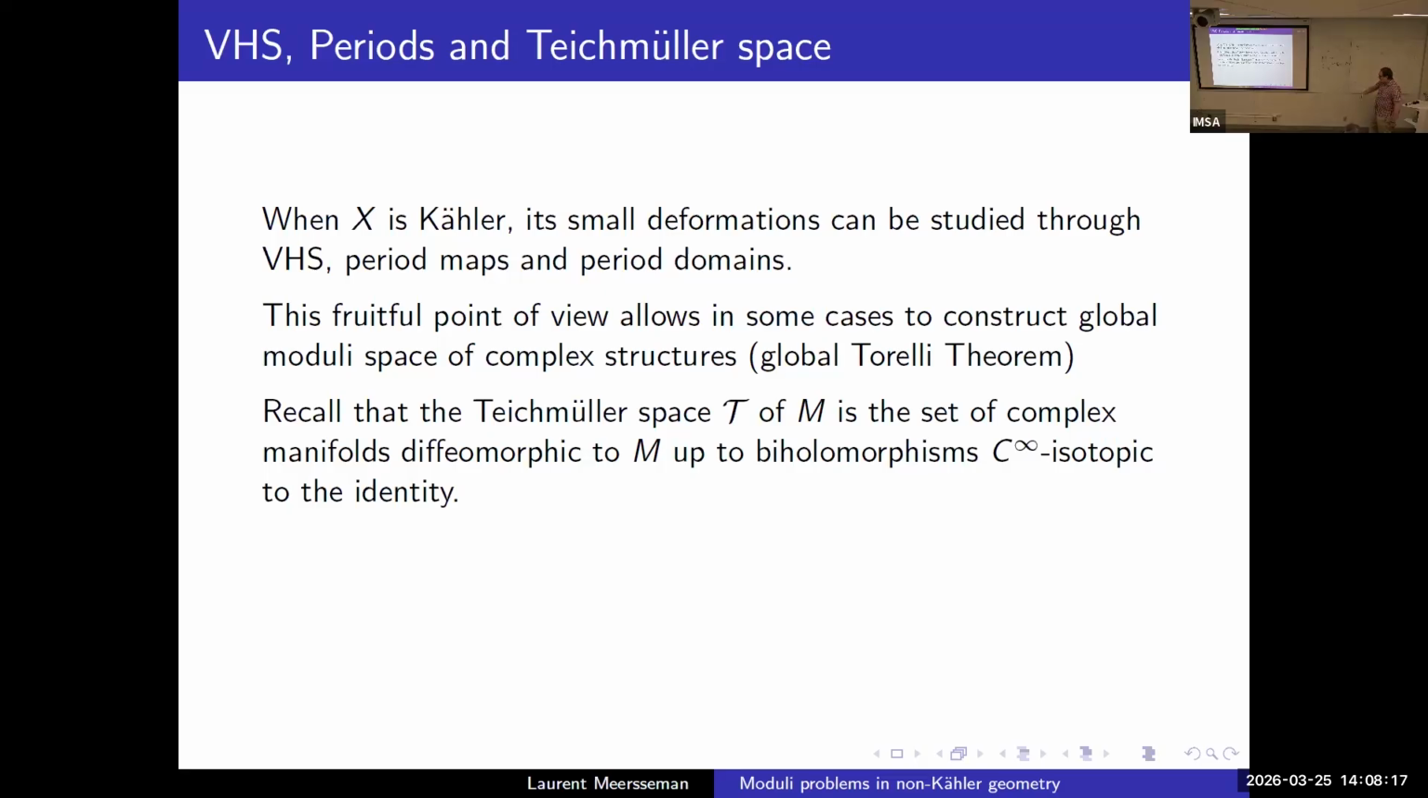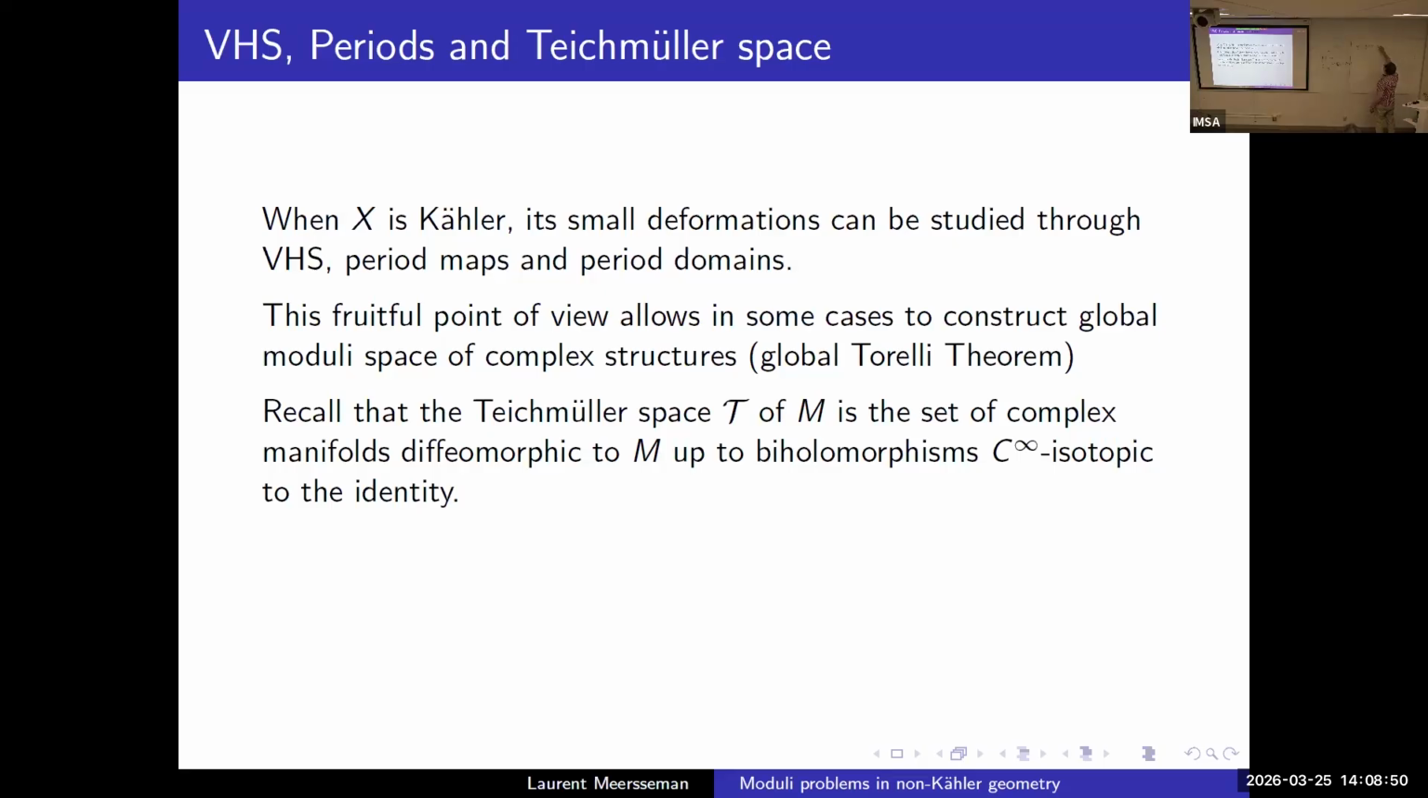So here we call that M is just a smooth, compact, connected manifold. You assume that it admits a complex structure, otherwise there is nothing to say about this. And you look at the set of complex manifolds diffeomorphic to M, and you take the classes up to biholomorphism, smoothly isotopic to the identity. There is another way of saying that.